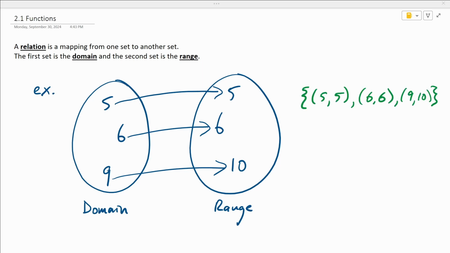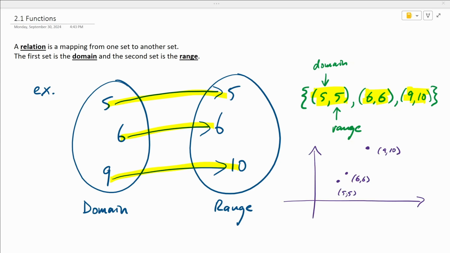Here now we have the exact same relation in green in a set of ordered pairs format. The first element in each ordered pair is a domain element, and the second is a range element. So this first ordered pair says that 5 in the domain maps to 5 in the range. That's this right here. The second one says that 6 in the domain maps to 6 in the range. That's this one here. And this third ordered pair says that 9 in the domain maps to 10 in the range. So it's just another way of expressing the exact same relation.